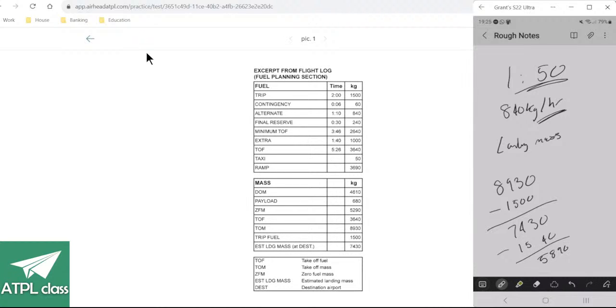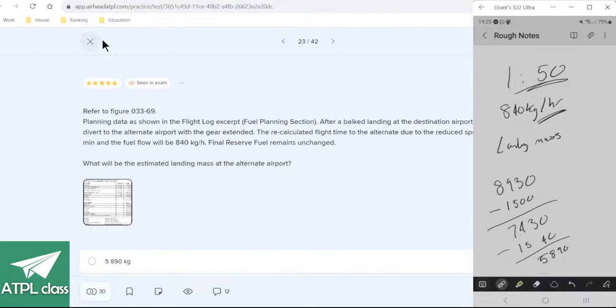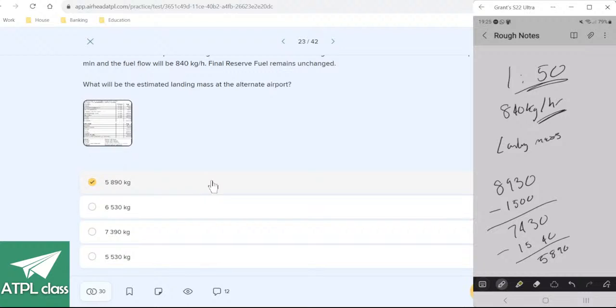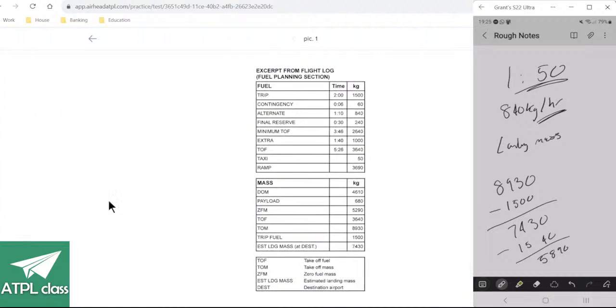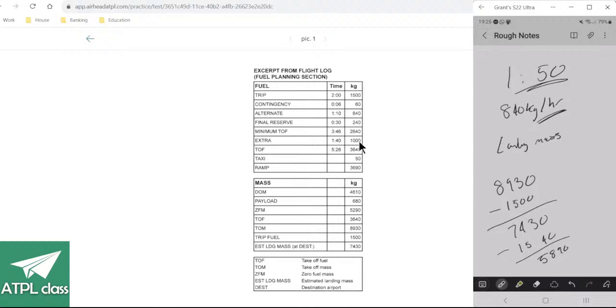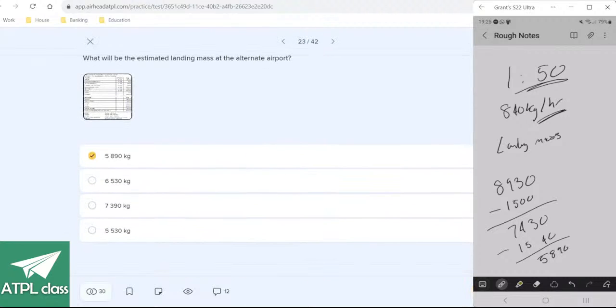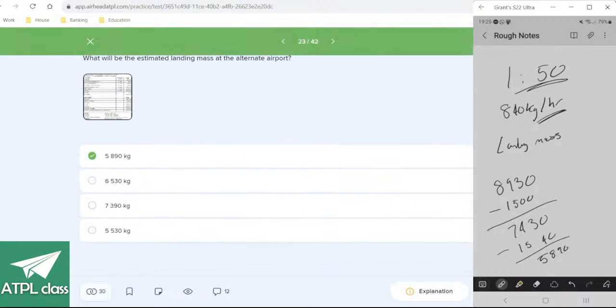5890 is the answer I'm getting. 5890. Final reserve still intact. Contingency still intact. Extra fuel still in. We're eating into that. That seems to make sense to me. Yeah. Cool.